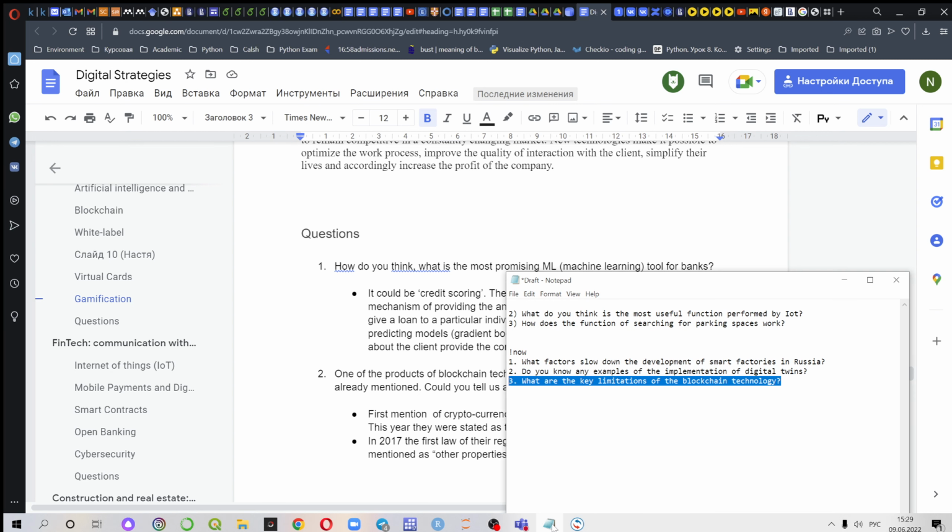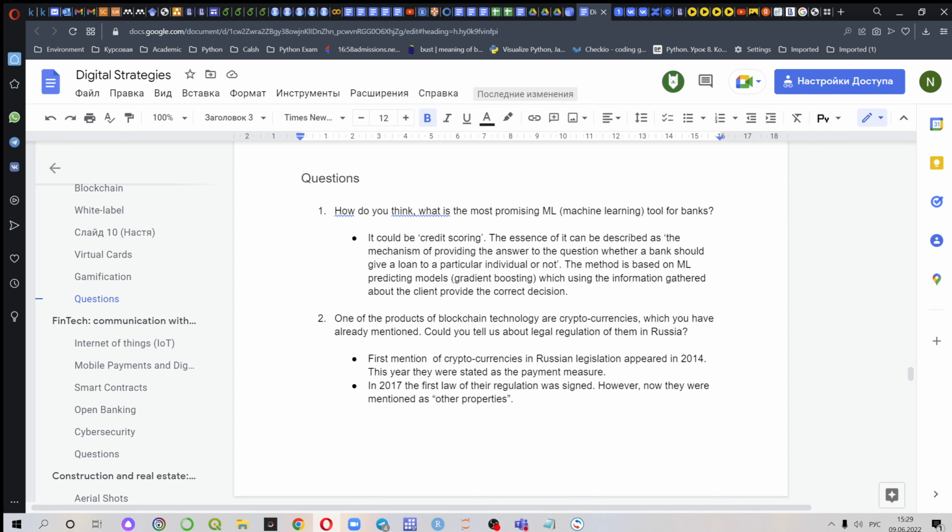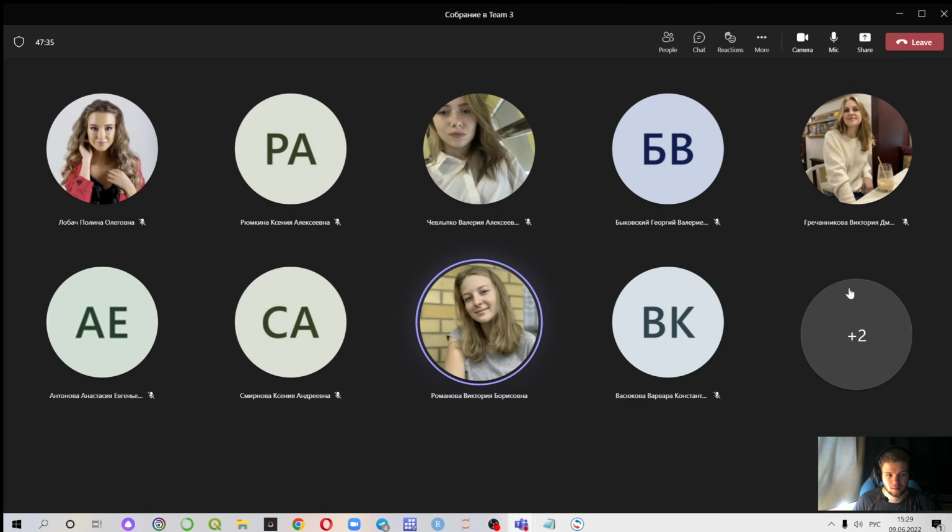And the first question from our team would be, what is the most promising machine learning tool for banks? Banking services.